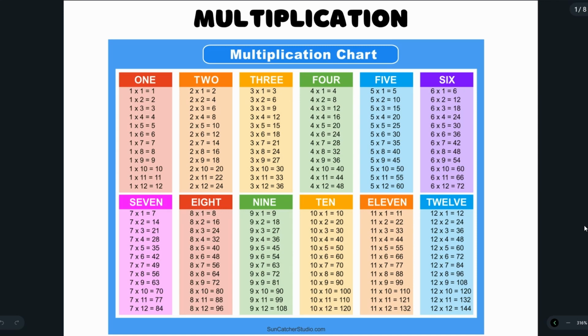Here is the multiplication chart that you have to memorize. You can't go anywhere. You can't do any multiplication or division without knowing this. So take your time and make sure that you memorize everything on this page.